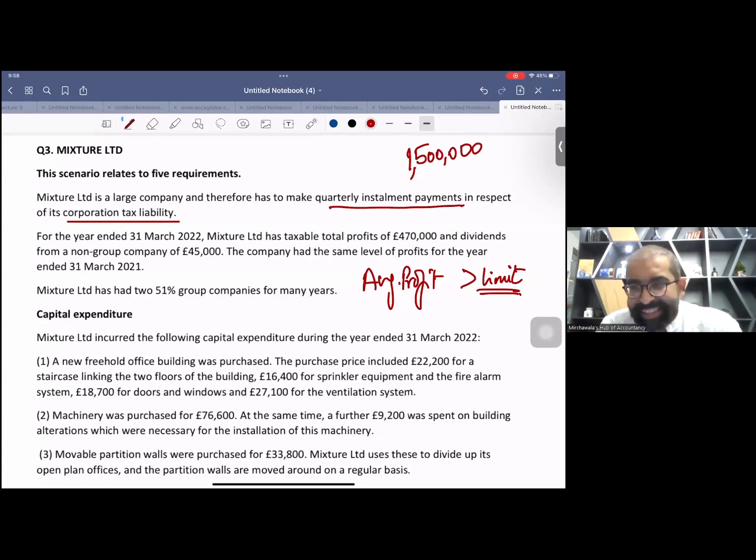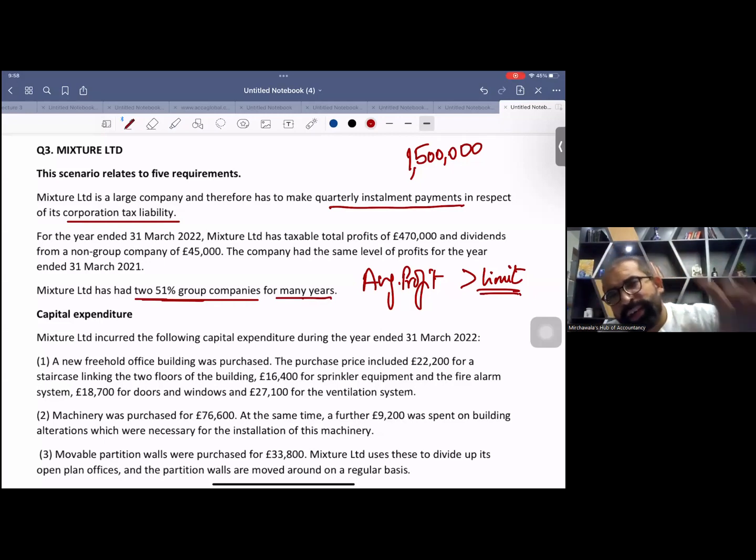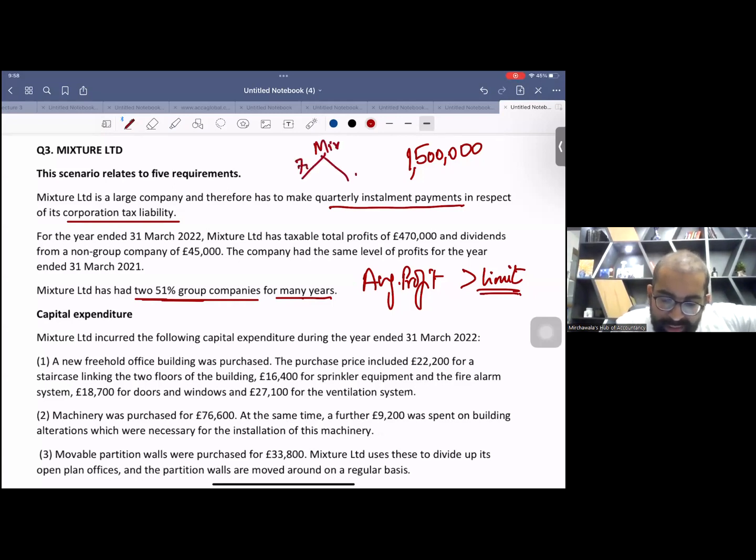But yes, Mixture Limited has been in a 51% group of companies for many years, meaning 5 to 10 years. So just think, this is Mixture, and let us say 70-70, A and B, 51% group of companies. So how many total members are there? Mixture plus the 51% group. So there are total 3 members. So you need to apportion the limit by 3.